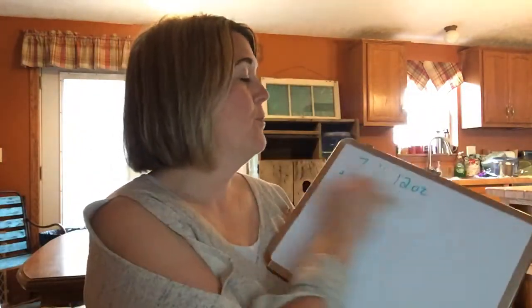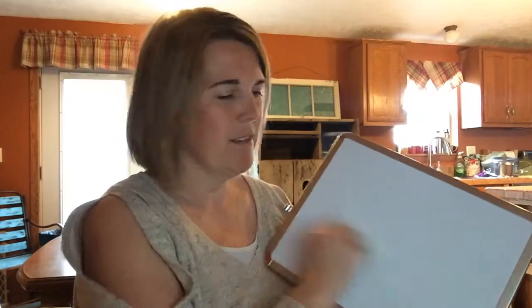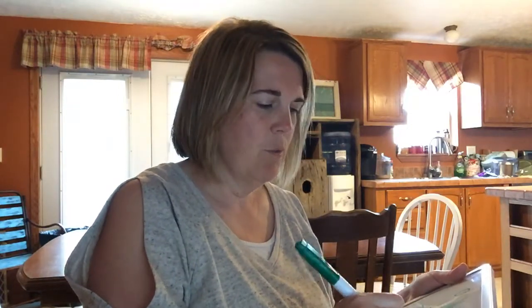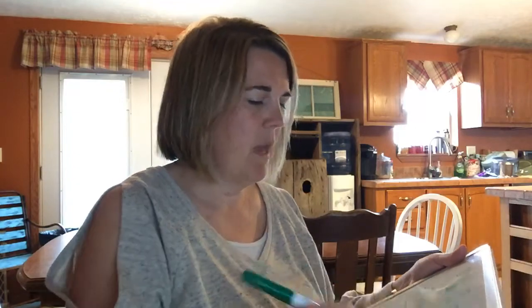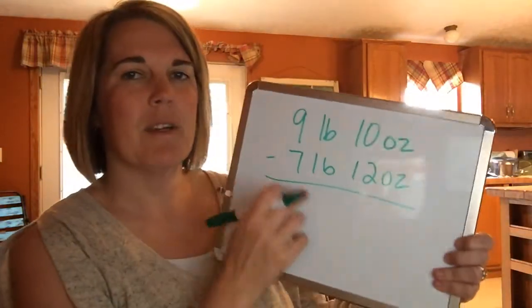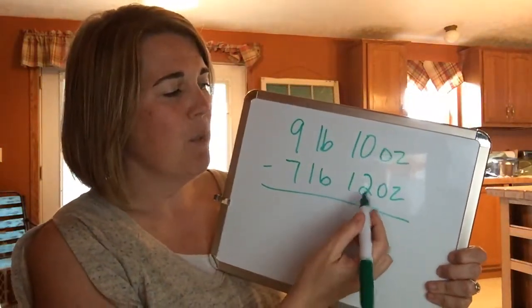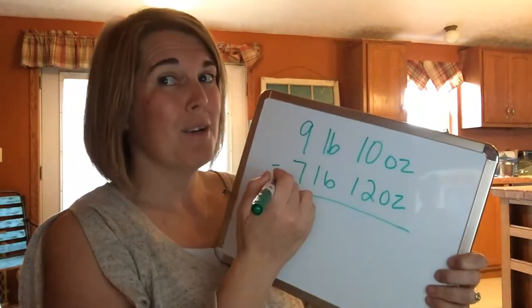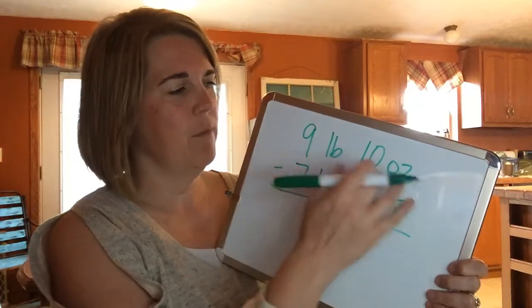The next one, you do that when you're subtracting, you do it while you're subtracting. So this one says, let me turn this over and write it. It says 9 pounds, 10 ounces minus 7 pounds, 12 ounces. Now just like anything, we're going to subtract. Can we take 12 from 10? We can't. So you have to borrow a whole pound and turn it into ounces.